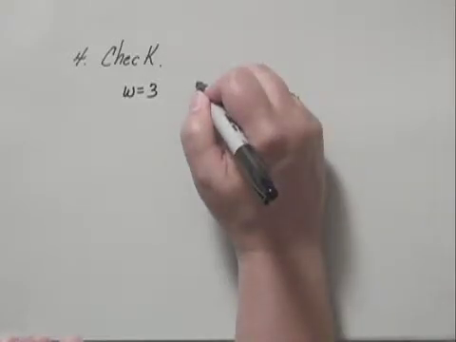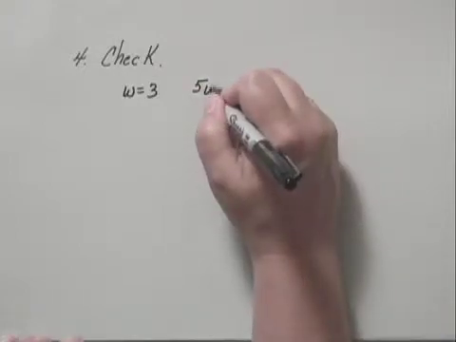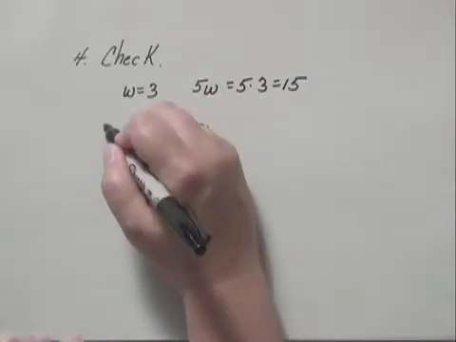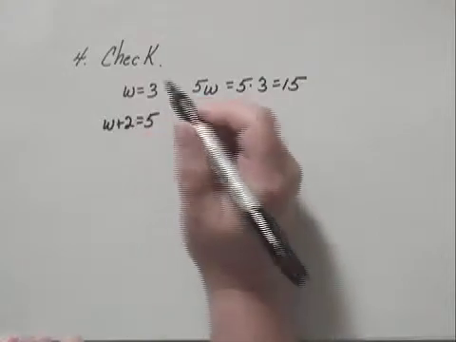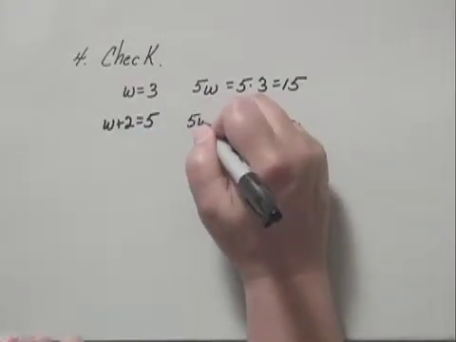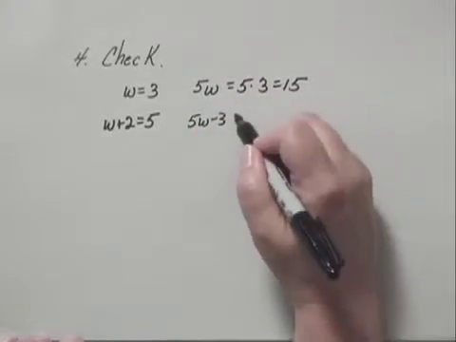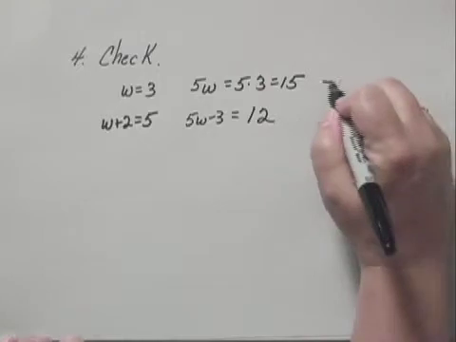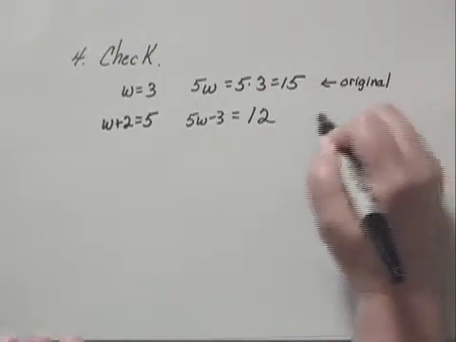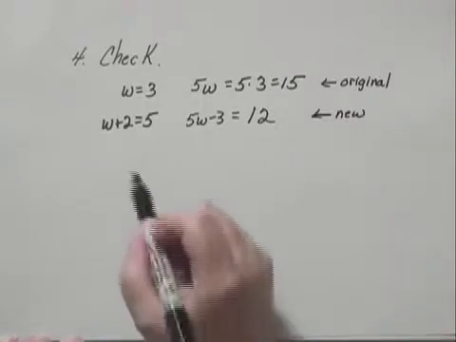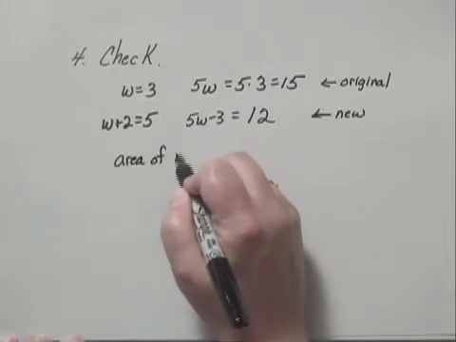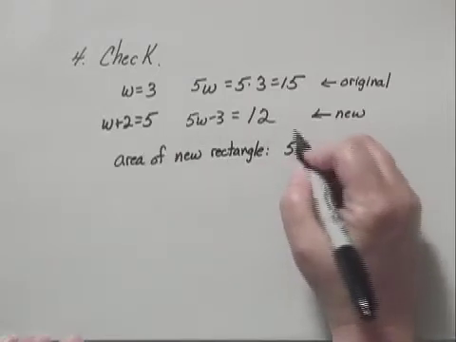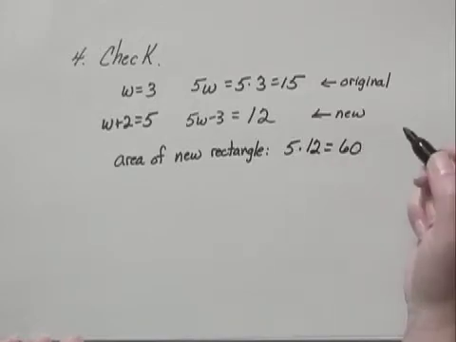Then the length of the old rectangle would be 5W, which is 5 times 3, which is 15. The width of the new rectangle would be W plus 2, or 5. And the length of the new rectangle would be 5W minus 3, or 15 minus 3, or 12. So this is the original rectangle length and width. This is the new rectangle length and width. The area of the new rectangle would be 5 width times length, 12, or 60, which is what we were given.